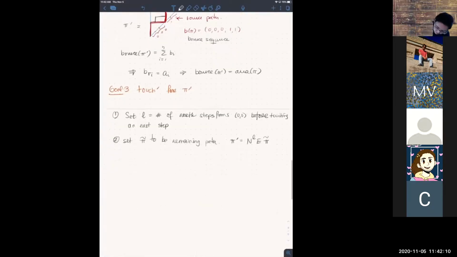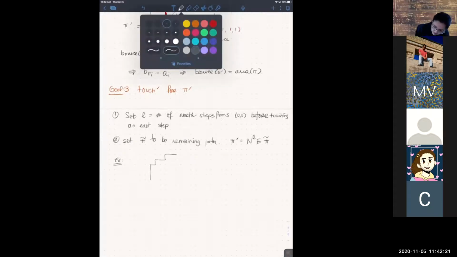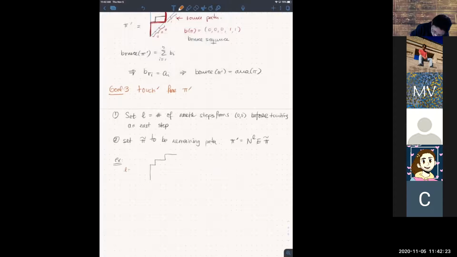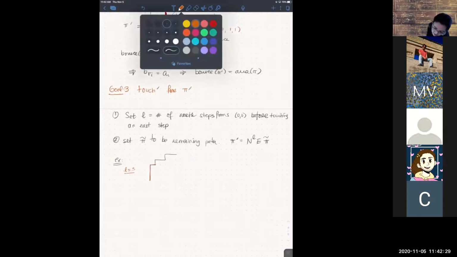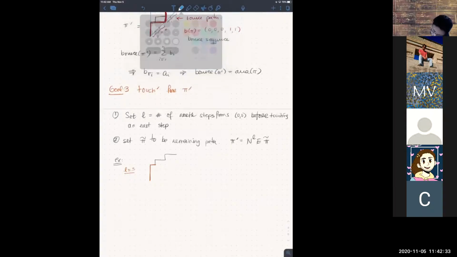So let's do an example. Suppose our path was, we went north 3 times, then we went 1 east, and then we had something else like this. Then in this case, right, L is going to equal 3, because we went 3 north steps. Then we went an east step, and then pi tilde is going to be this leftover. So this part right here. This is going to be pi tilde. So we're just cutting it up.